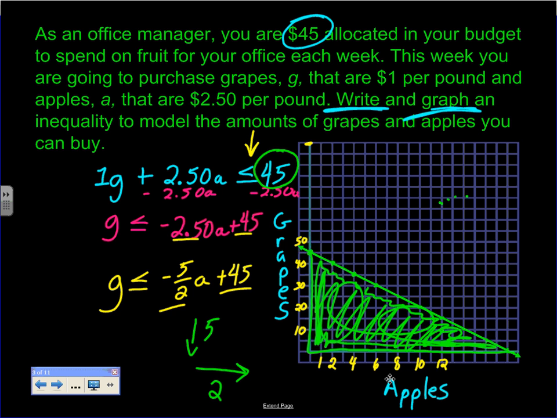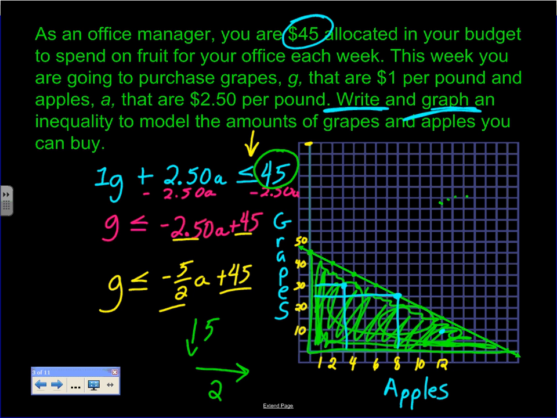And what does that mean? Well, that means if I wanted to buy 30 pounds of grapes and 3 pounds of apples, I would be less than or equal to $45. If I wanted to buy 25 pounds of grapes and 8 pounds of apples, well, that would be equal to $45, which is allowed. It's equal to 45 because it's on the line.